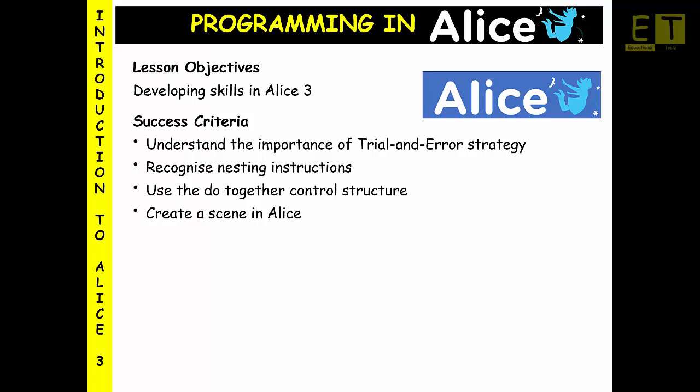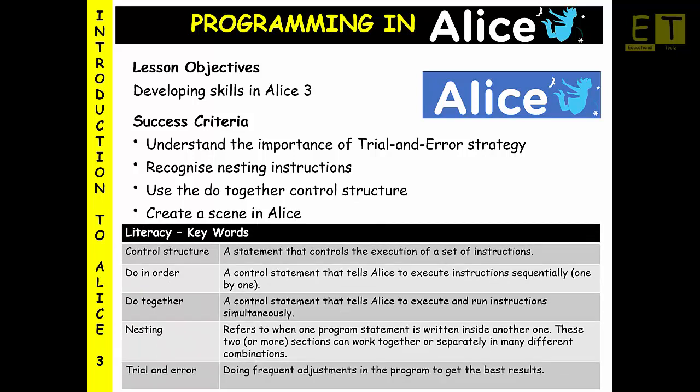In order for you to be successful in today's session, you need to understand the importance of trial and error strategy, recognize nesting instructions, use the Do Together control structure and create a scene in Alice. The literacy keywords associated with today's session are control structure, do in order, do together, nesting, trial and error.